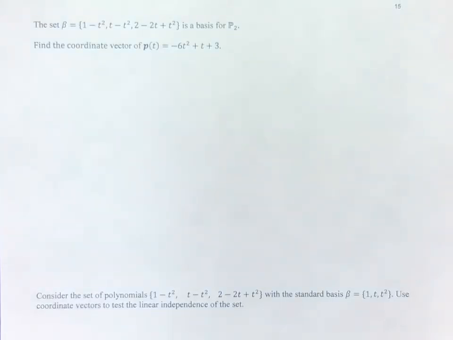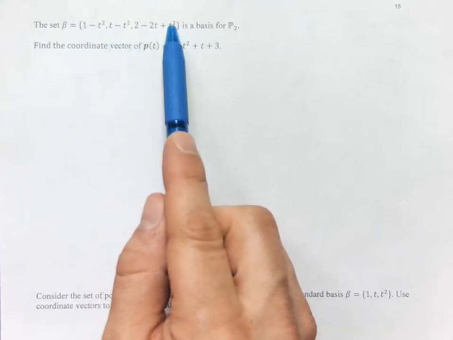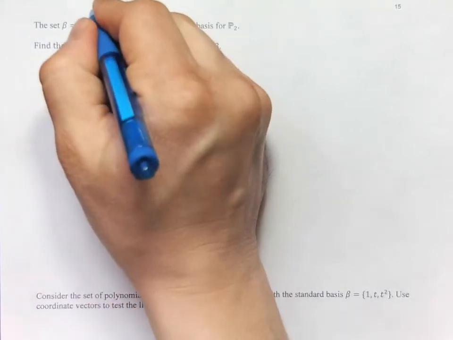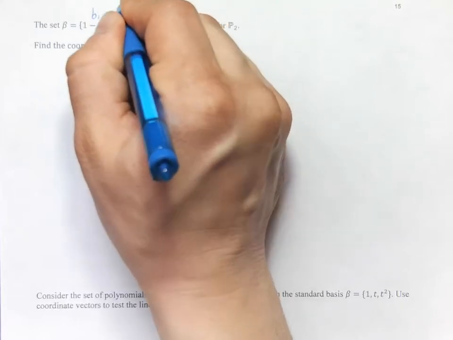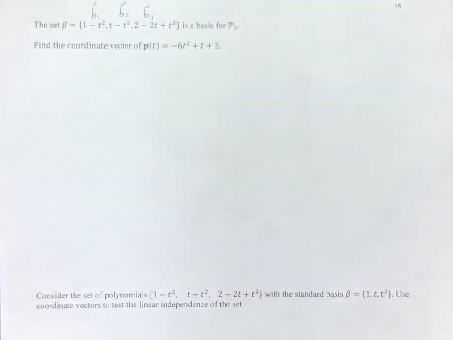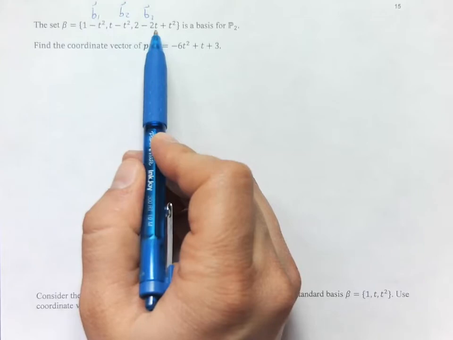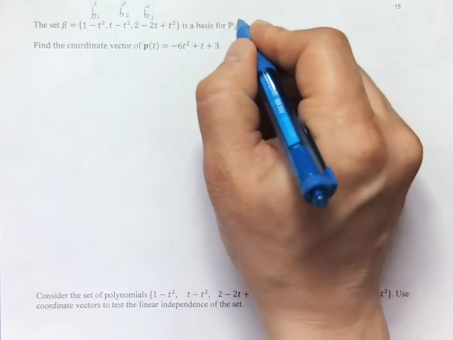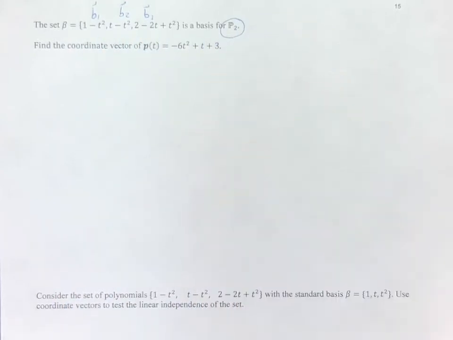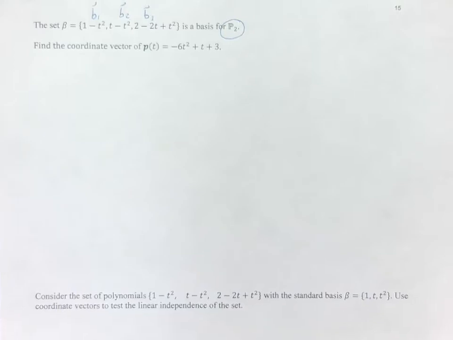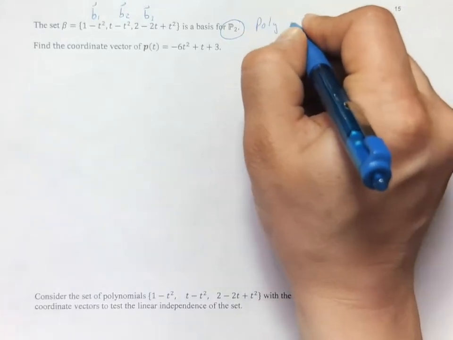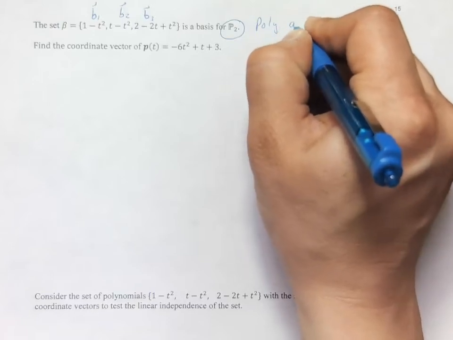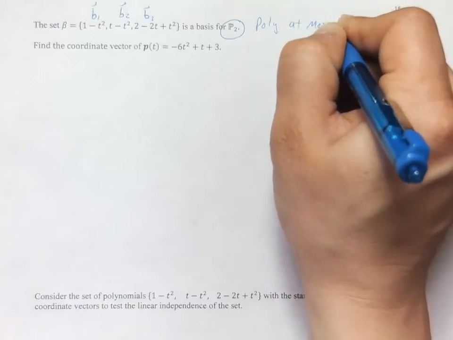And this is a new basis. So this is a new B1, B2, B3. Right, there's 3 elements in there. And it turns out that these 3 elements, which are polynomials, form a basis for P2. Take a second and try to remind yourself what P2 is. It's polynomials of at most degree 2.